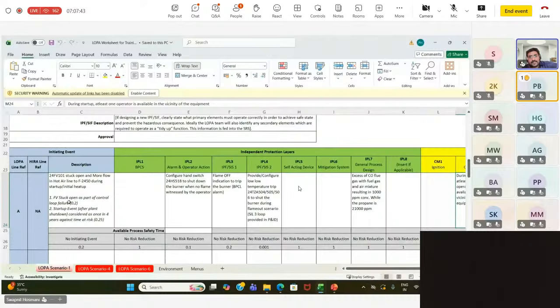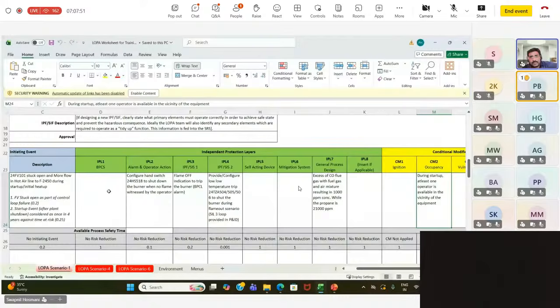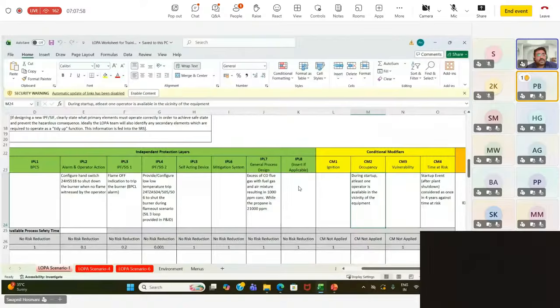Now the next part is the independent protection layers. These are the independent protection layers; the conditional modifiers we will come to later. First, there is a specific one that has come out from the HAZOP, and we have taken credit for it in the HAZOP. This is the first layer, which is an alarm and operator action. They have mentioned it as IPL 1, 2, 3, 4, 5, 6, whatever n number.